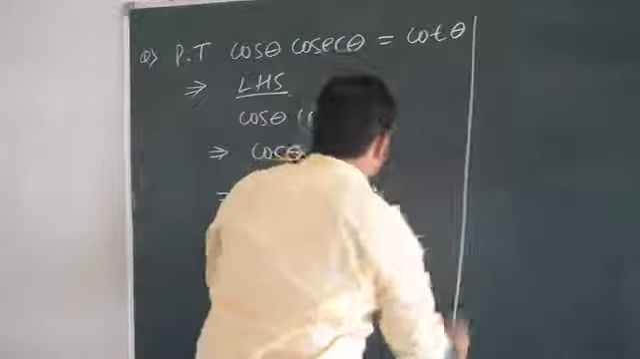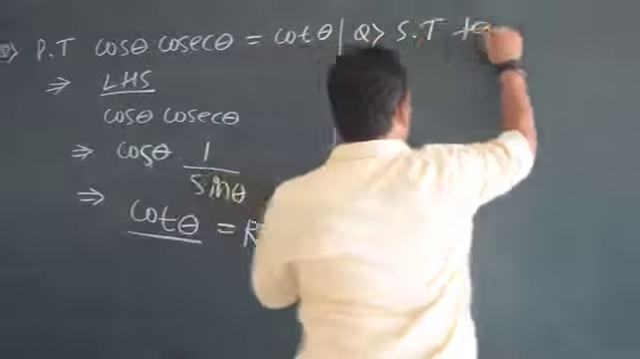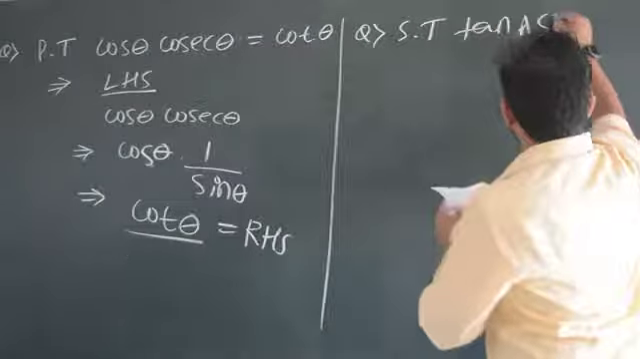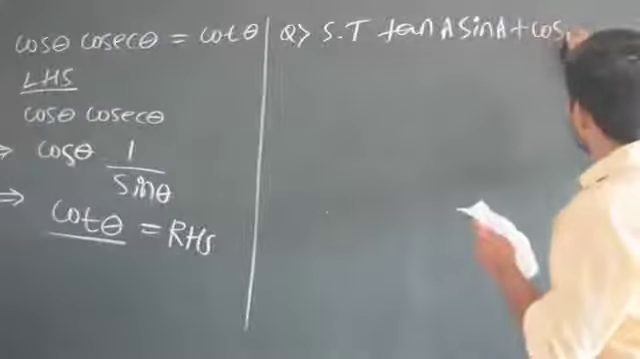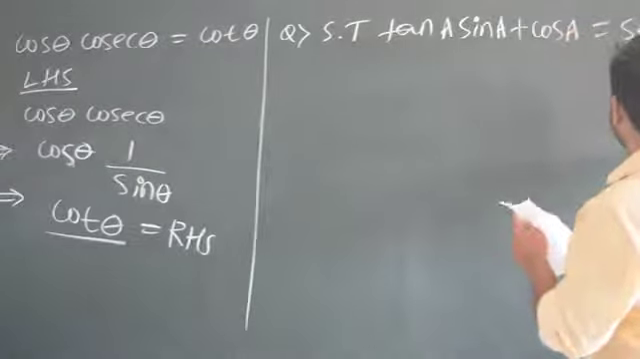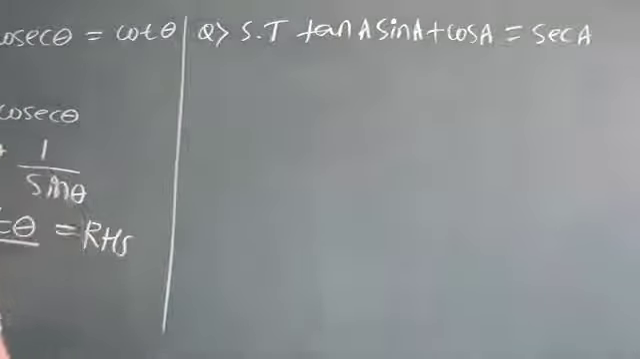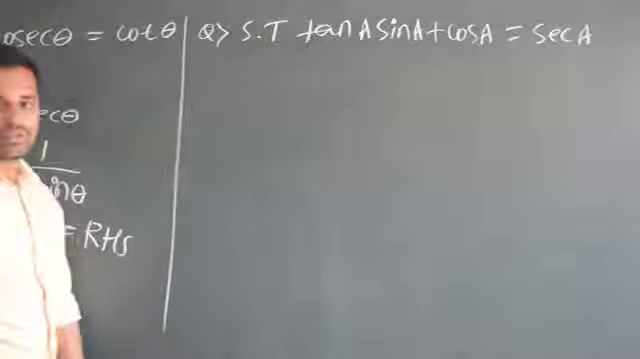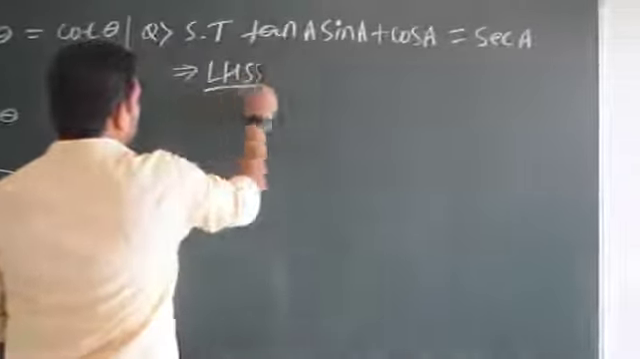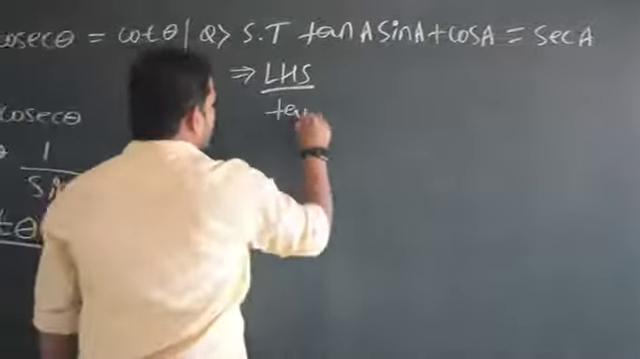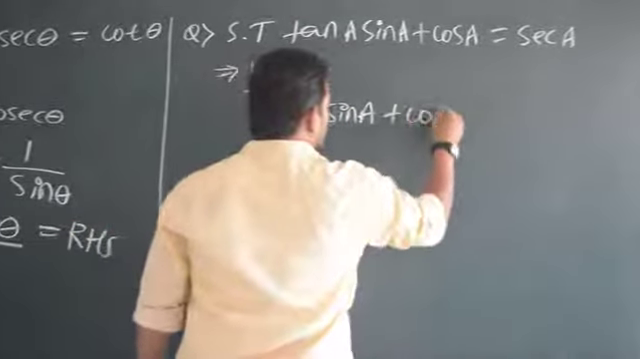Let us get into next question now. Show that tan A into sin A plus cos A is equal to secant A. Okay, solve this. You have to solve by using the normal trigonometric identities. Okay, let me solve it. LHS. I have to take LHS. What is LHS? Tan A into sin A plus cos A.